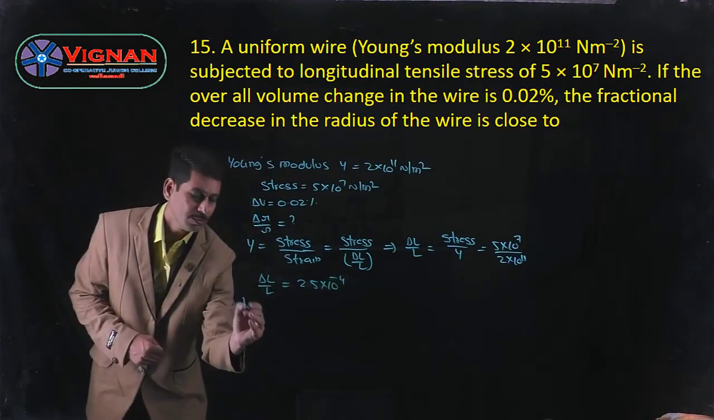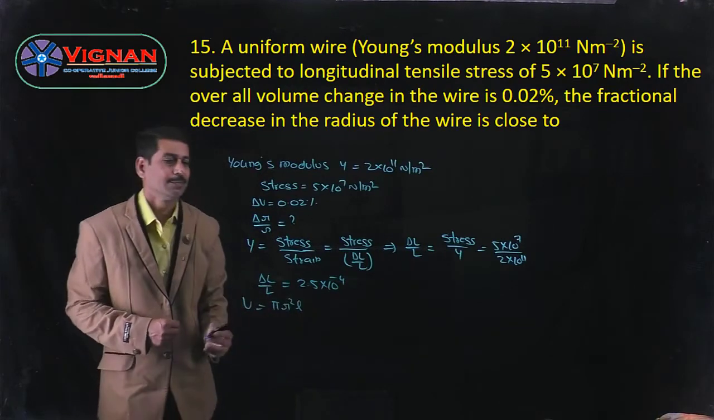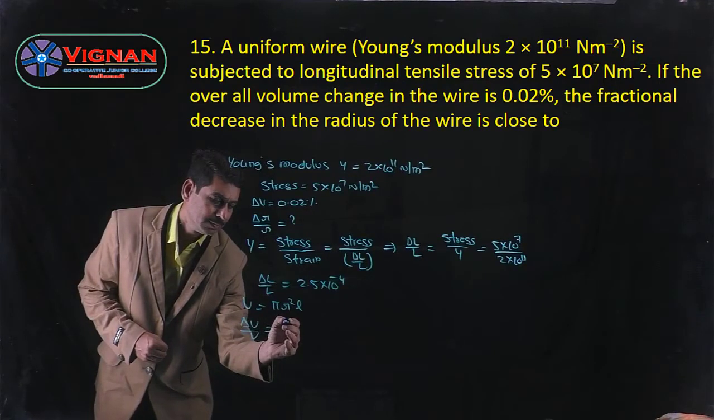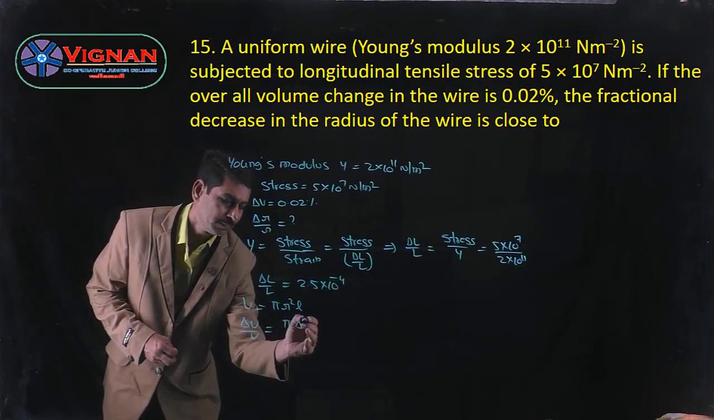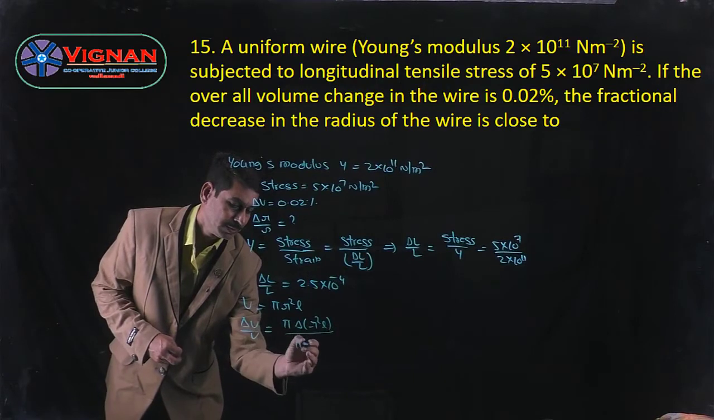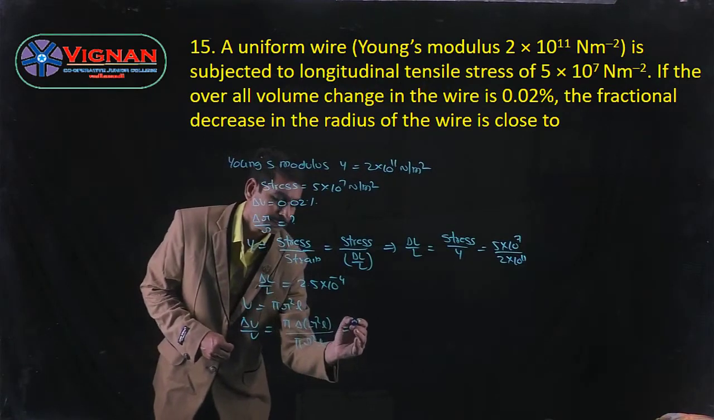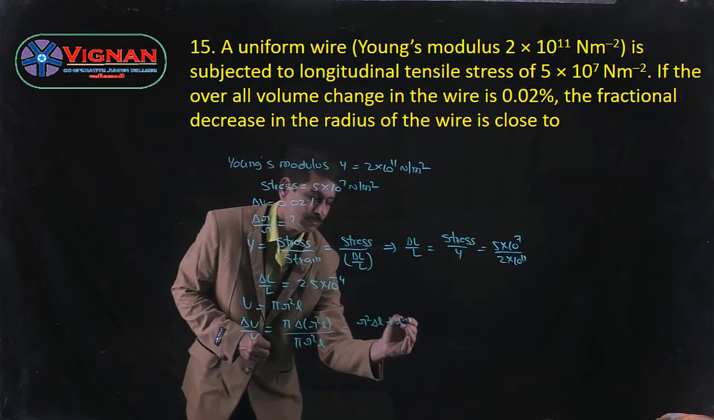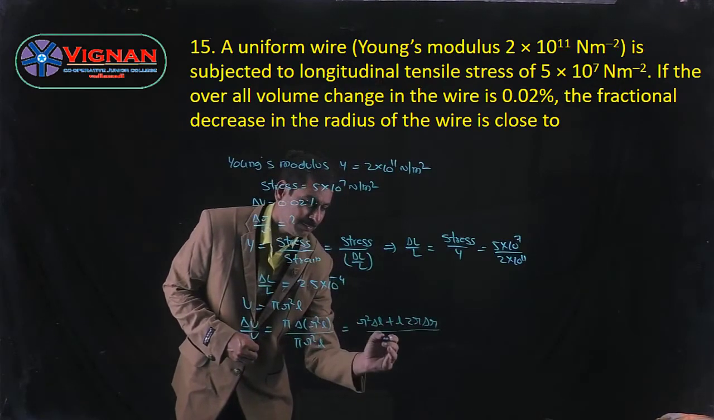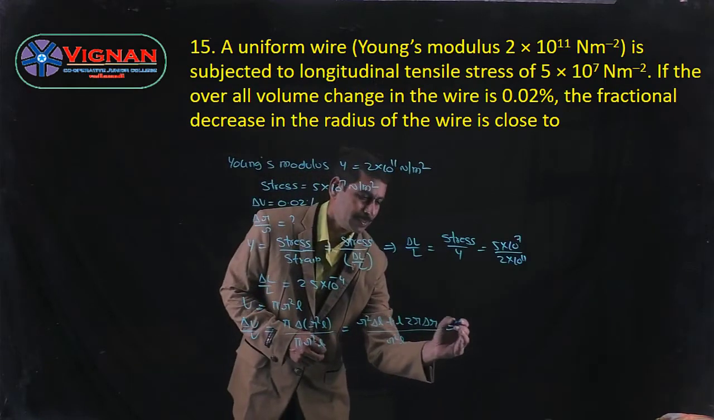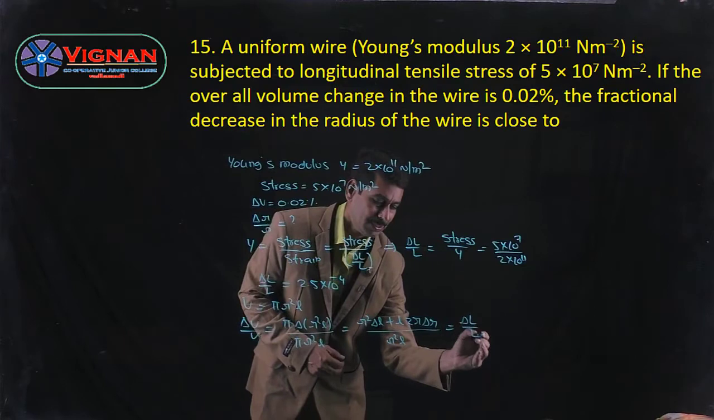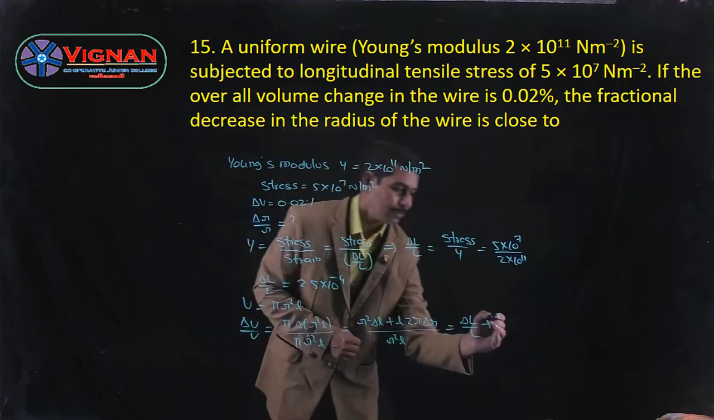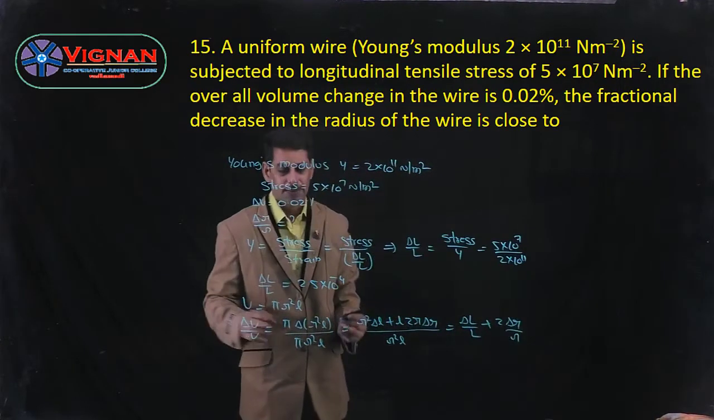And now volume is nothing but pi r square L. So delta V by V is nothing but pi into delta of r square L by pi r square L. So it is nothing but r square into delta L plus L into 2R delta R divided by R square L. So from this we get, taking L as capital, delta L by L plus two into delta R by R. So this is delta V by V.